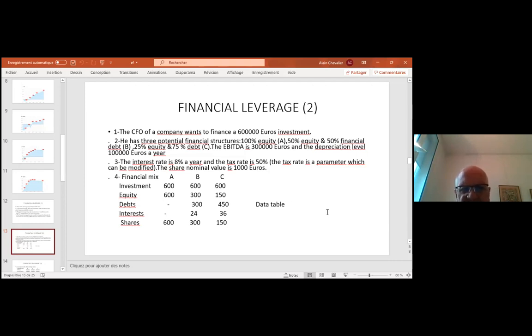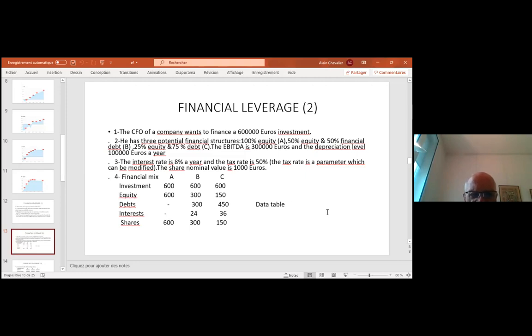Another element is that we suppose that we have already solved the problem of the operational leverage. The choice of costs means, for example, to have more investment for automatic production or not. And the EBITDA, which is calculated here, is 300,000 euros. The depreciation level, the classical depreciation amortization level, is about 100,000 euros a year. Very simple data.